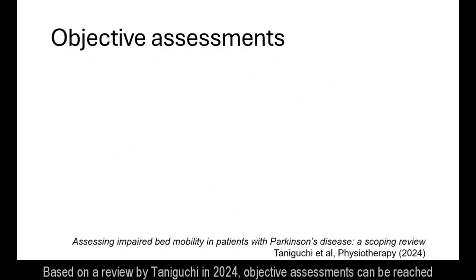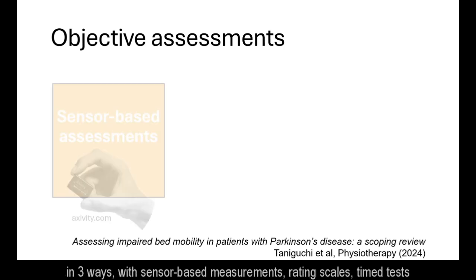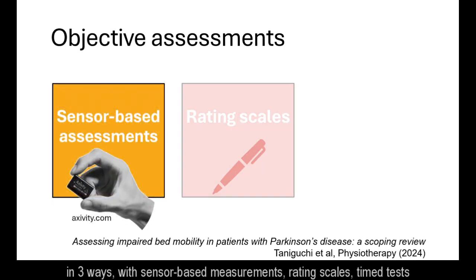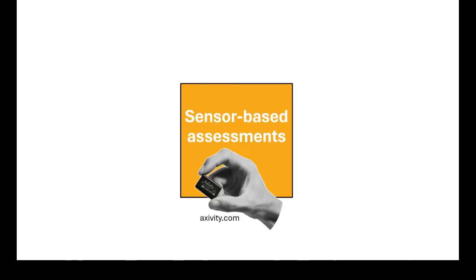Based on a review by Taniguchi in 2024, objective assessments can be reached in 3 ways: with sensor-based measurements, rating scales, or timed tests. First, sensor-based assessments.